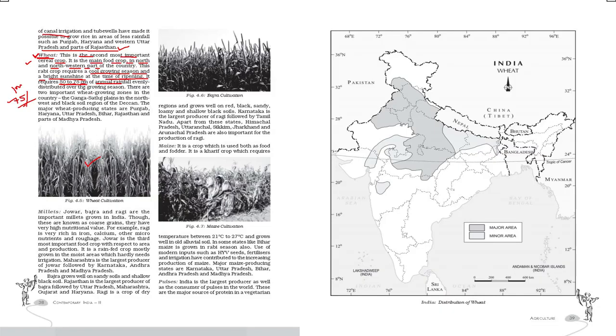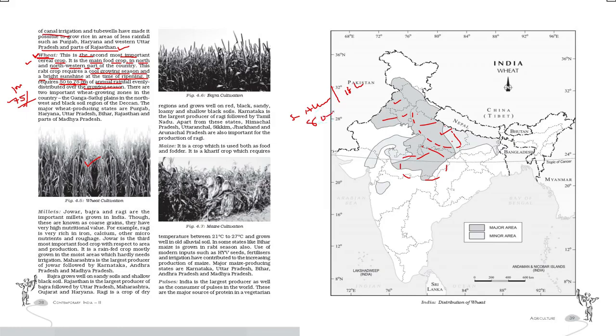There are two important wheat growing zones in the country, Ganga Satluj Plain in northwest and the black soil region of Deccan. The major wheat producing states are Punjab, Haryana, Uttar Pradesh, Bihar, Rajasthan and parts of Madhya Pradesh. Again, the soil type which suits best to wheat is alluvial and black soil with the annual temperature of 18 to 20 degree Celsius. Only rainfall is given over here, so you can add soil also, that is alluvial and black soil, and temperature should be ranging between 18 to 20 degree Celsius.